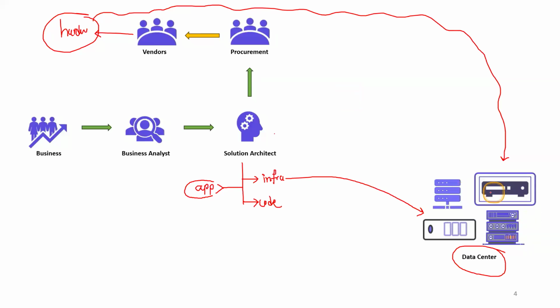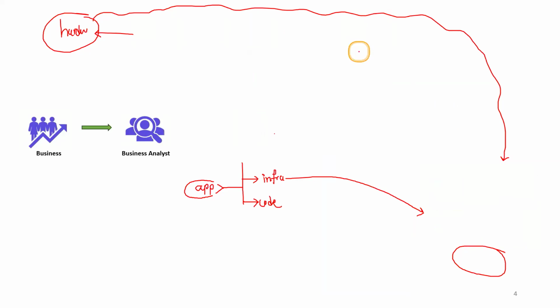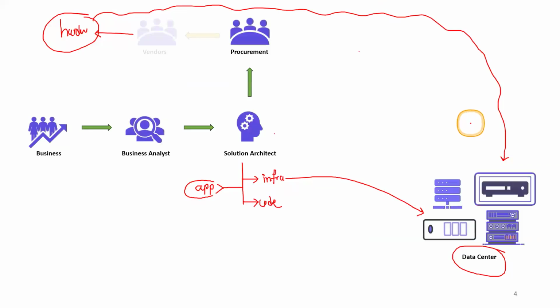Once the hardware is received at the data center, that's where the infrastructure team comes into the picture, and the field engineers will take care of the rack and stack. You might have seen the rack and stack just now, I might have shown you. Once the hardware is received at the data center, that entire hardware is going to be converted into this rack and stack. Who will be doing this? Again, the field engineers. They are going to create this entire hardware into the rack and stack in a proper organized format. That's what the field engineers will do.